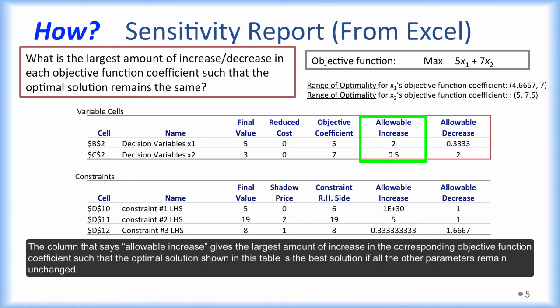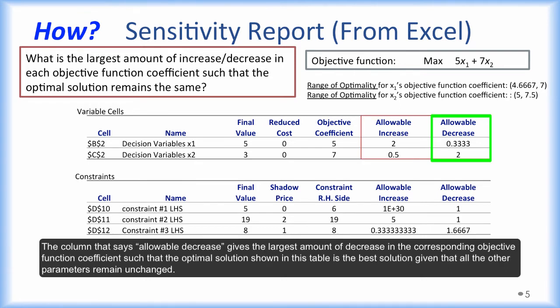The column that says Allowable Increase gives the largest amount of increase in the corresponding objective function coefficient, such that the optimal solution shown in the table is the best solution if all the other parameters remain unchanged. The column that says Allowable Decrease gives the largest amount of decrease in the corresponding objective function coefficient, such that the optimal solution shown in this table is the best solution, given that all the other parameters remain unchanged.